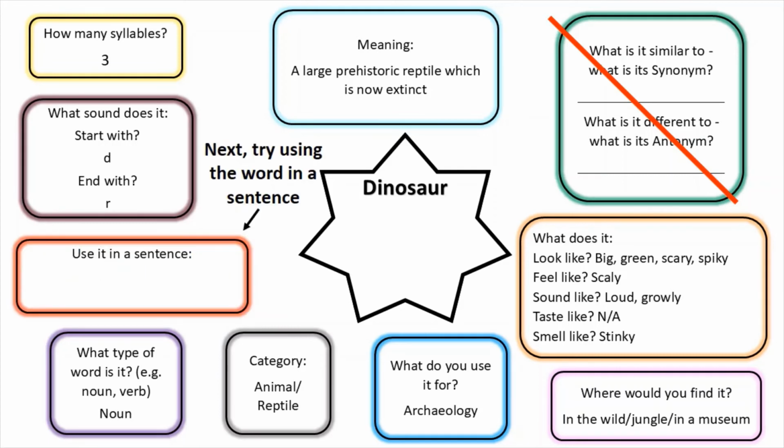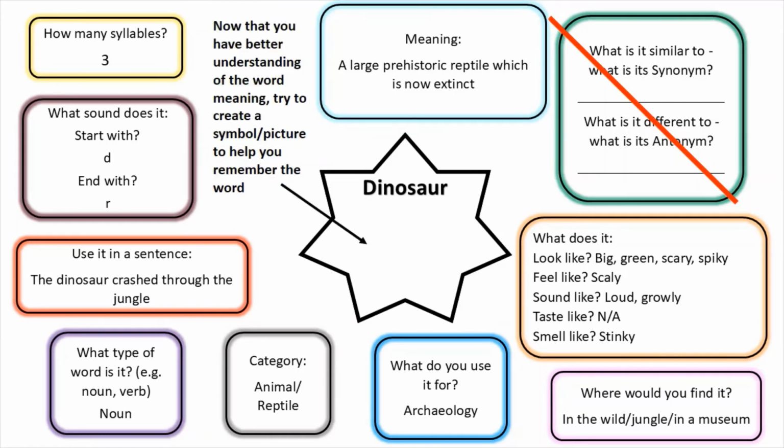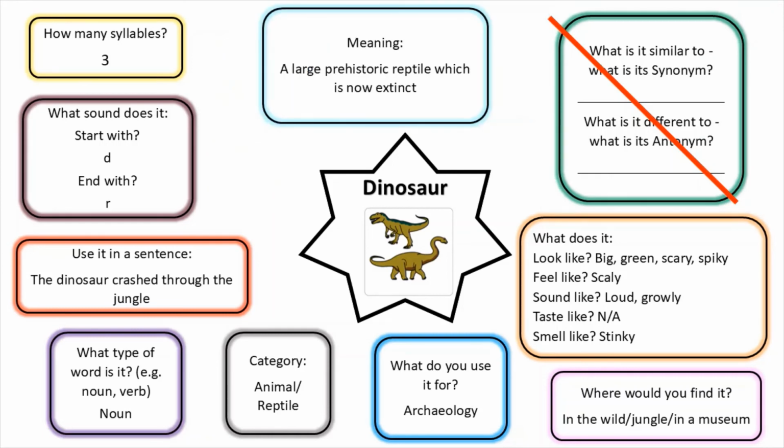Next, you want to try using the word in a sentence. So our sentence for dinosaur is, the dinosaur crashed through the jungle. Now that we've got a better understanding of what the word means, we want to try to create a symbol or a picture that we can put in the middle of our word map to help us remember the word. So for dinosaur, we're just going to put in a picture of some dinosaurs. So this is what our completed word map would look like once we've filled out all of the boxes that we can.